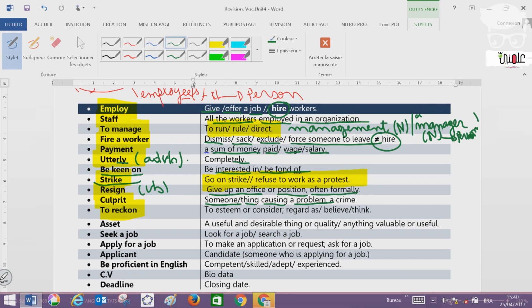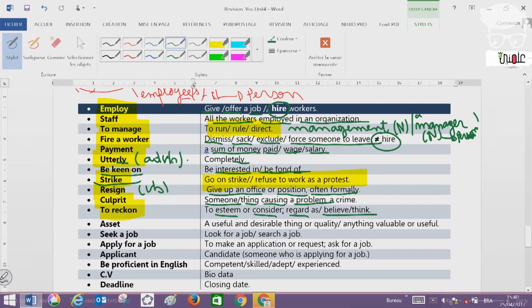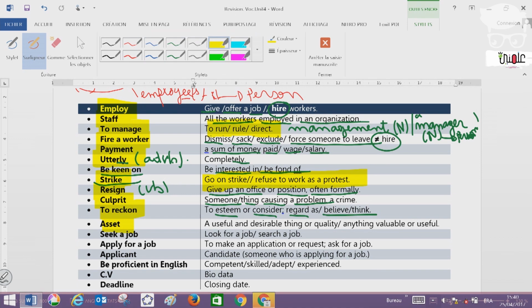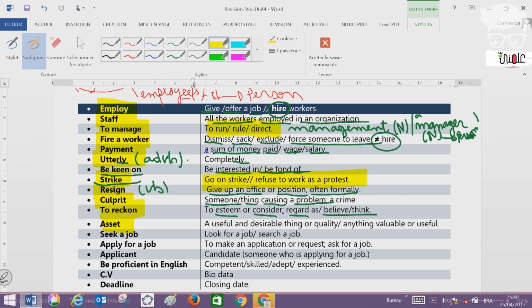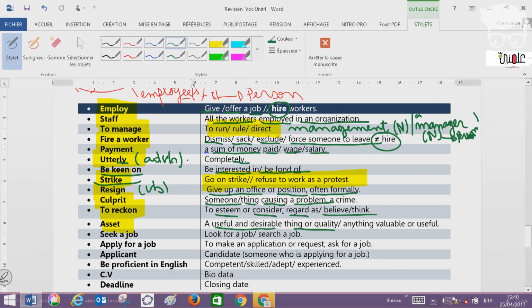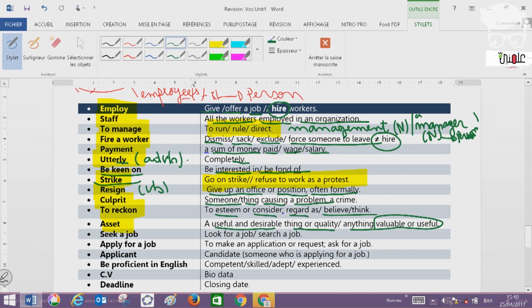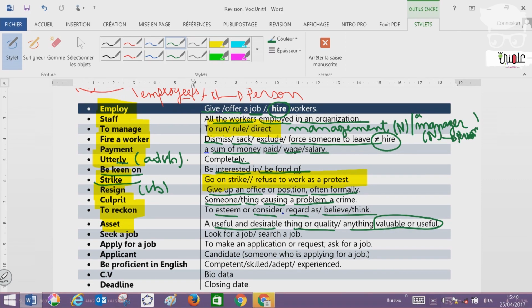Here it's to esteem, to consider, to regard, to believe and to think. Asset: these are, if you like, words of employment and, of course, maybe related to economy and management. It's a useful and desirable thing or quality. Anything that is valuable and useful, I mean, of importance.